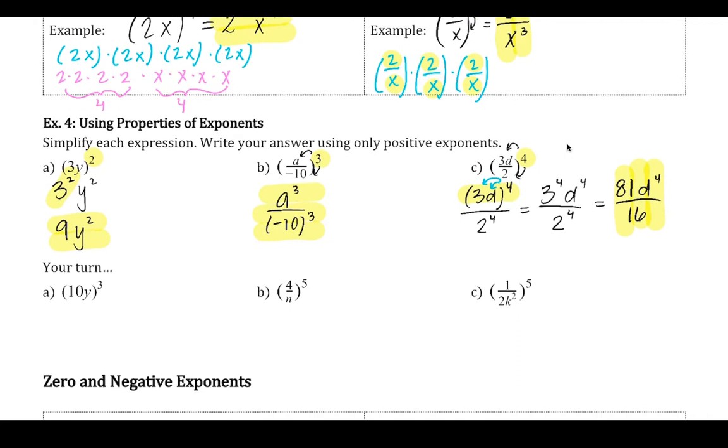And then the last two examples would be good to try on your own, so you could pause it here and then play when you're ready. So for A, 10y cubed. So we have a product inside the parentheses being raised to the 3rd power. So that 3rd power will go to each factor. So it becomes 10 to the 3rd power times y to the 3rd power. And then if we want to find what 10 to the 3rd power is, we can. It's 10 times 10 times 10. So altogether, that is 1,000. So 1,000y to the 3rd.